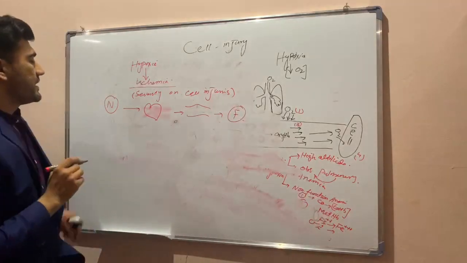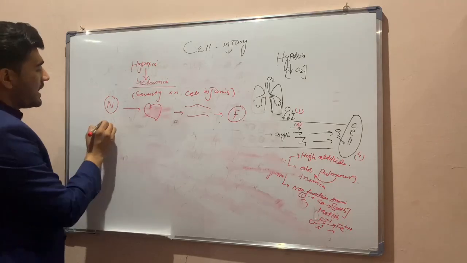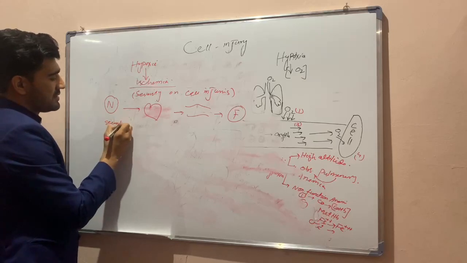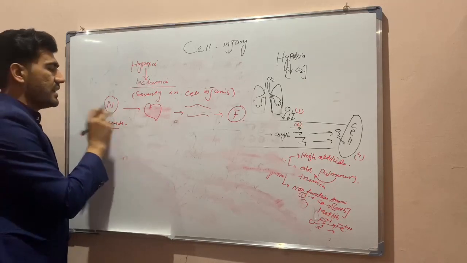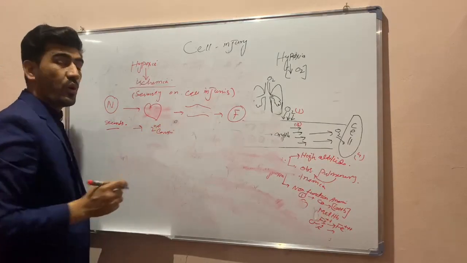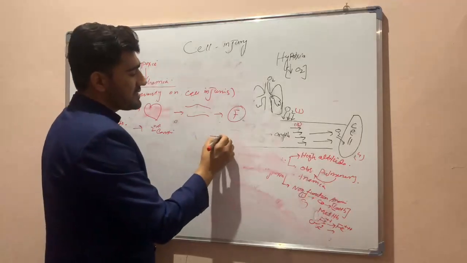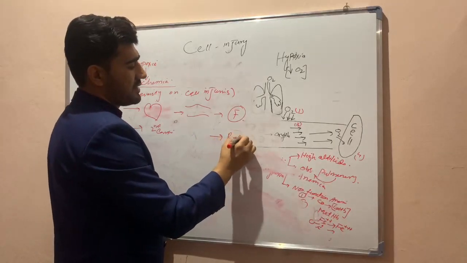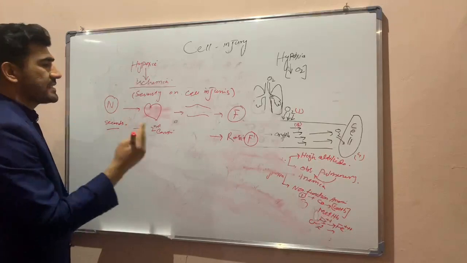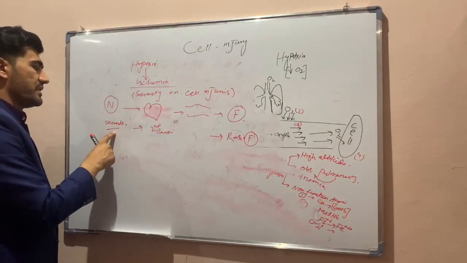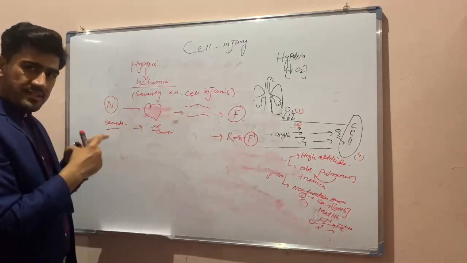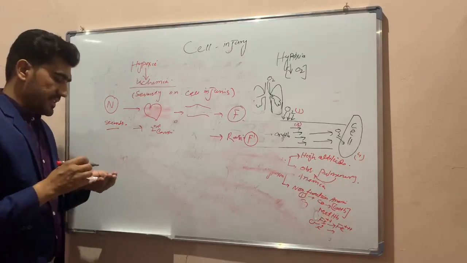The most sensitive cell is the neuronal cell, which becomes injured within minutes, and the second is the cardiac cell, which is damaged within hours. The most resistant cell is the fibroblast. So you should learn these two: the most resistant cells and the most sensitive cells.